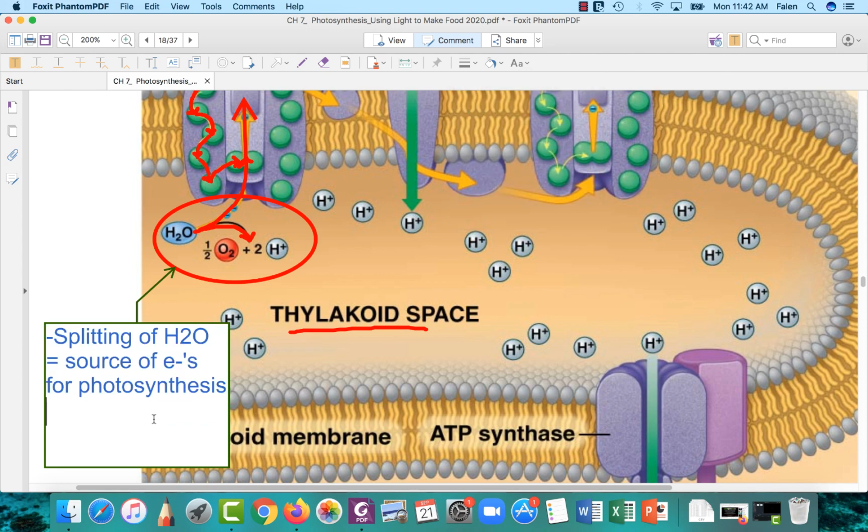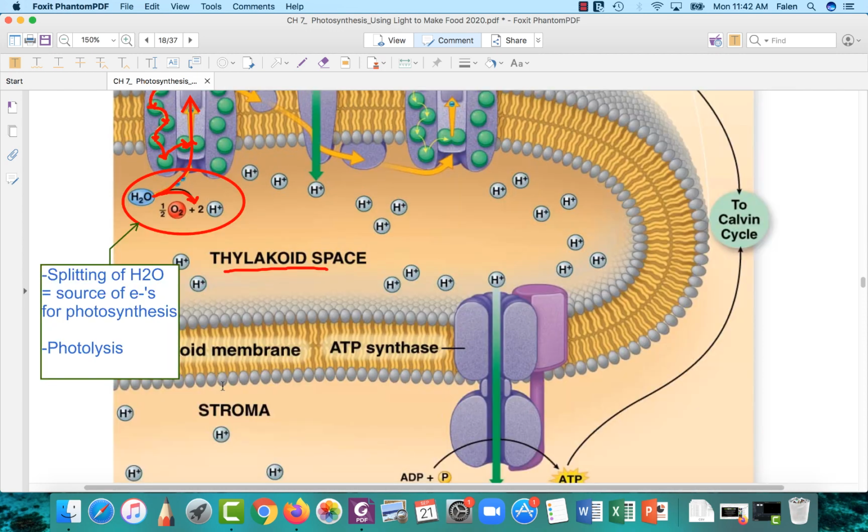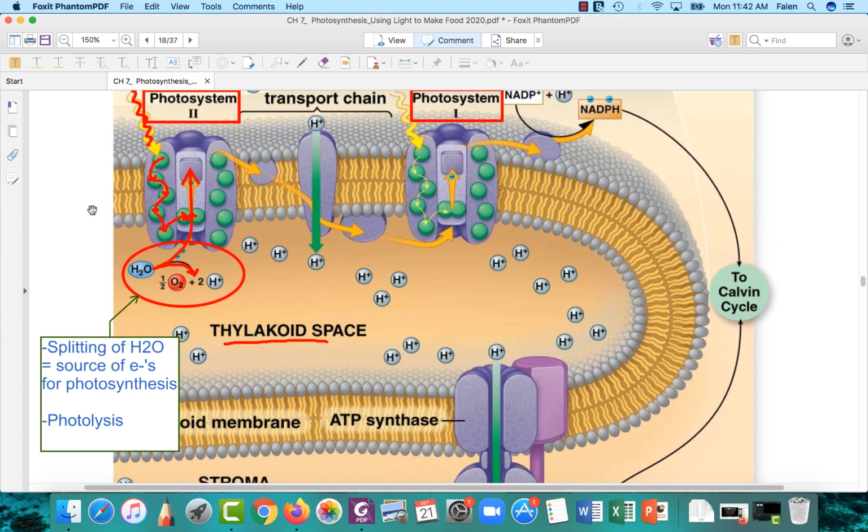Now, this splitting water is also referred to as photolysis, the splitting of water. All right, so when we watch our video later, you're going to hear them say photolysis. It's just a different term for the splitting of water. Okay, so let's recap really quick.